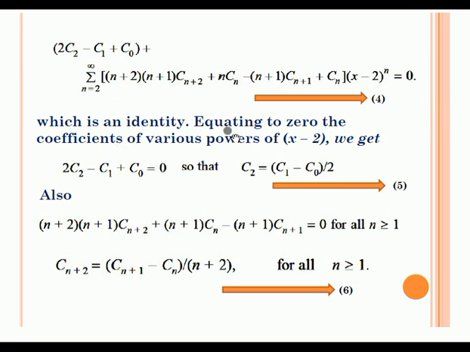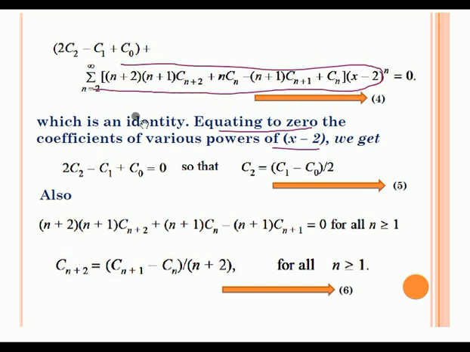Okay, so this is an identity, equating to 0 the coefficients of various powers of x. That means the constant term, the x power 0 coefficient, will be 0. From here I am determining the C2 value, C1 minus C0 by 2. Then this entire thing will be 0, and I will get the recurrence relation, that is n plus 2 and so on. Now from here C(n+2) will be equal to C(n+1) minus 1. Okay, so I got the recurrence relation.